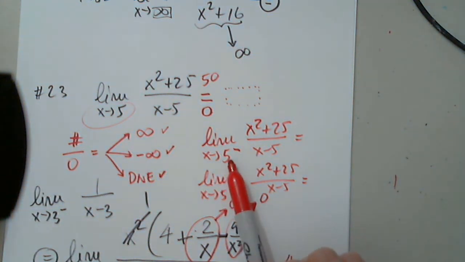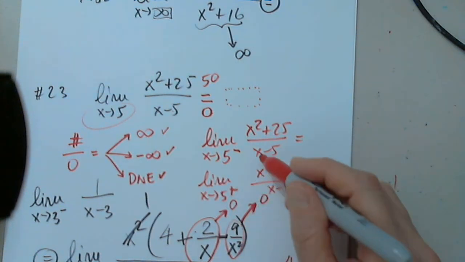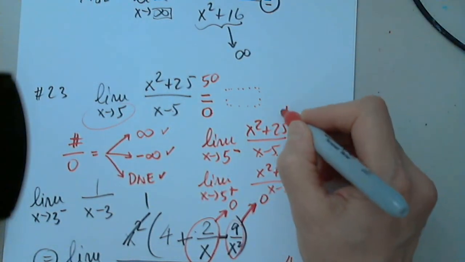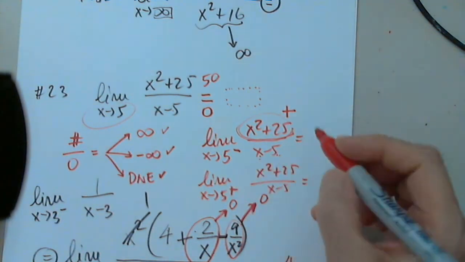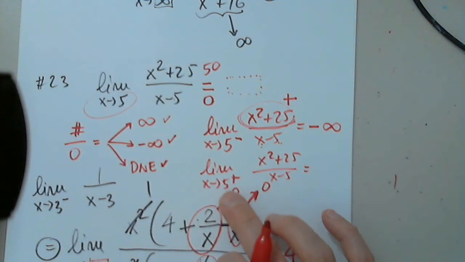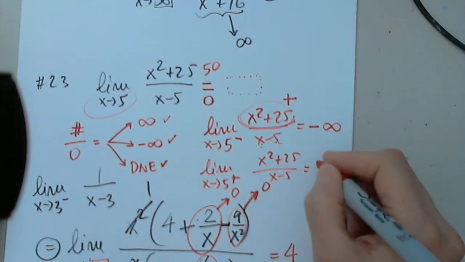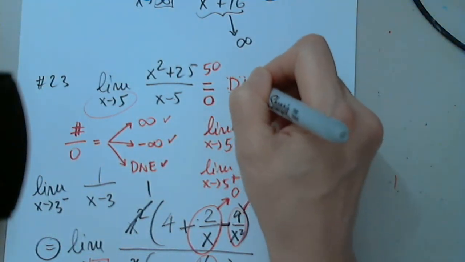So 5 from the left means 4.9. 4.9 minus 5, this is always a negative number. 4.9 minus 5, this will give us a negative infinity. 5.1 minus 5, this will give us a positive infinity. And now I can conclude that this is DNE.